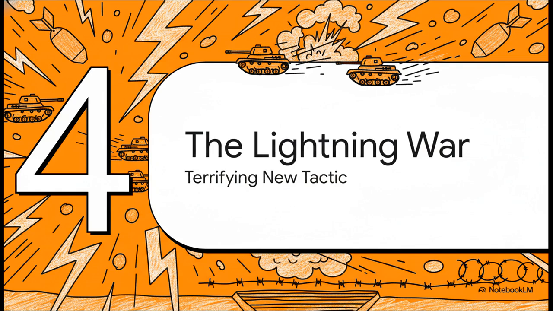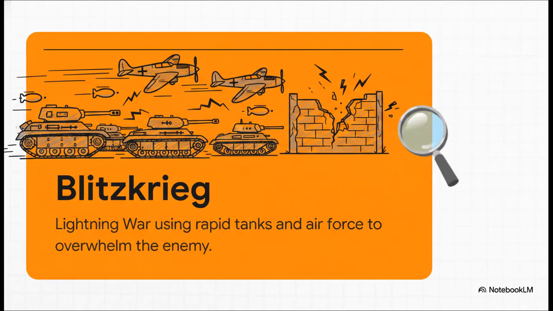Part 4, The Lightning War, a terrifying new tactic. Now, you have to realize this wasn't a repeat of the slow, grinding trench warfare of World War I. No, this was Blitzkrieg, which translates directly to lightning war. It utilized rapid, highly coordinated attacks, combining heavy tanks on the ground with relentless air forces from above. This strategy completely paralyzed enemy defenses before they could even react.